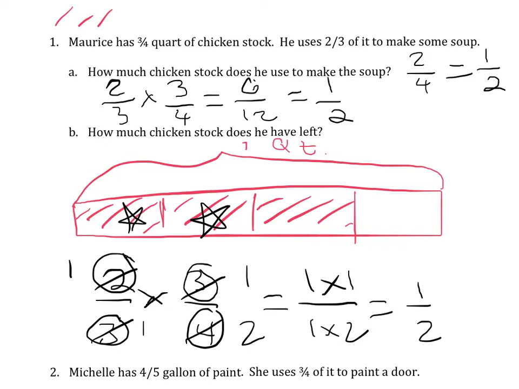which is what the answer is to the problem. The second question says, how much chicken stock does he have left? So that would be the region that's only striped with no star. And just by looking at it, I can see there's 1 of 4.